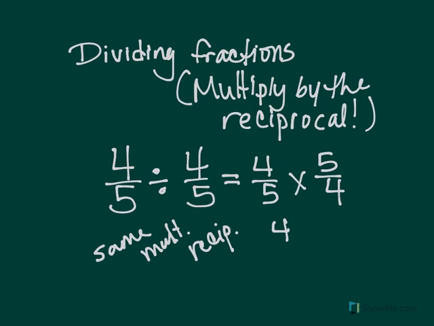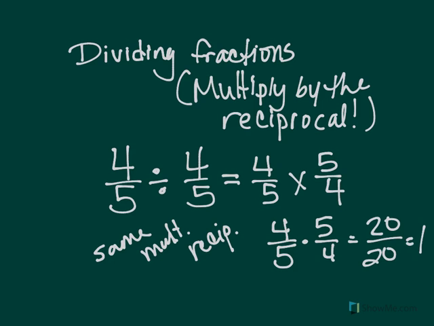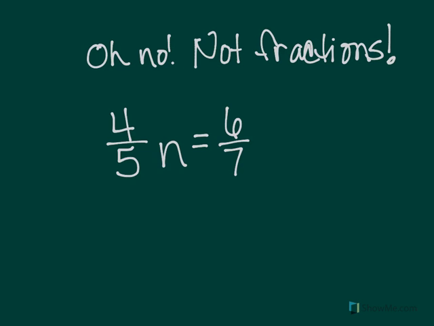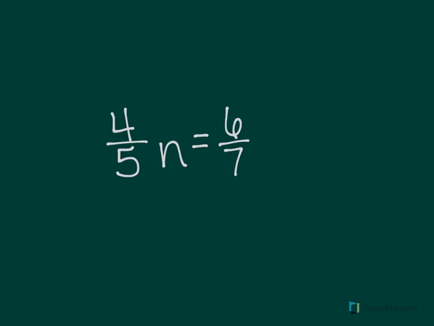So what is 4/5 times 5/4? That is 20/20. What's that equal? 1. So let's go back. I want to have 1 n because that equals n. So to do that, I need to multiply by the reciprocal because dividing is the same as multiplying by the reciprocal. So that means I'm going to multiply both sides by 5/4.